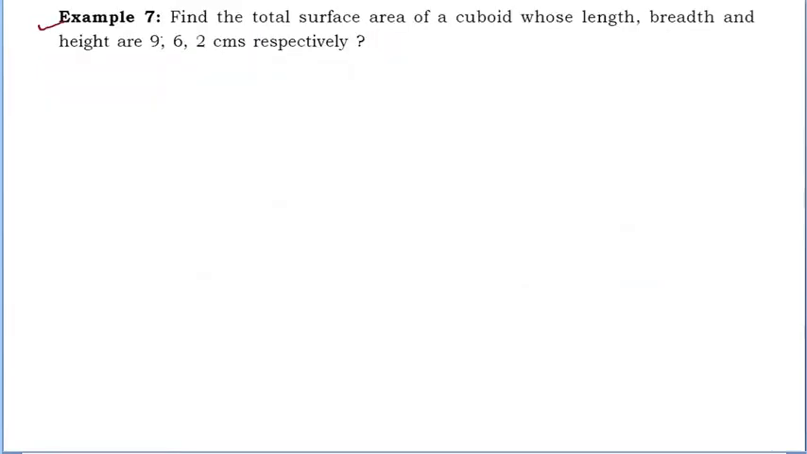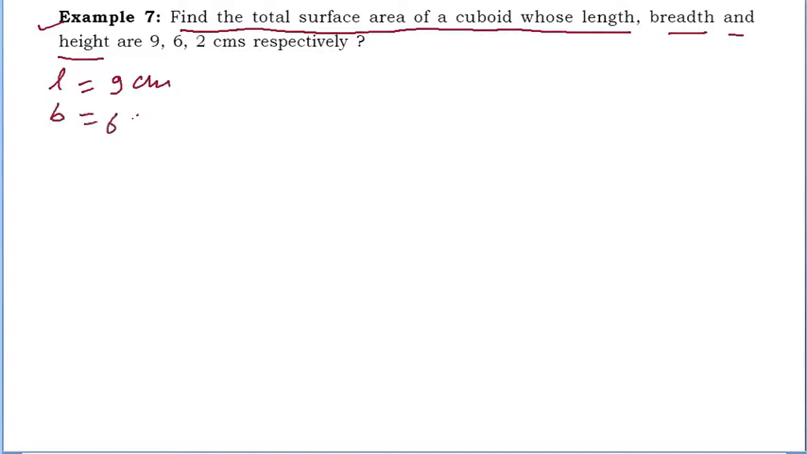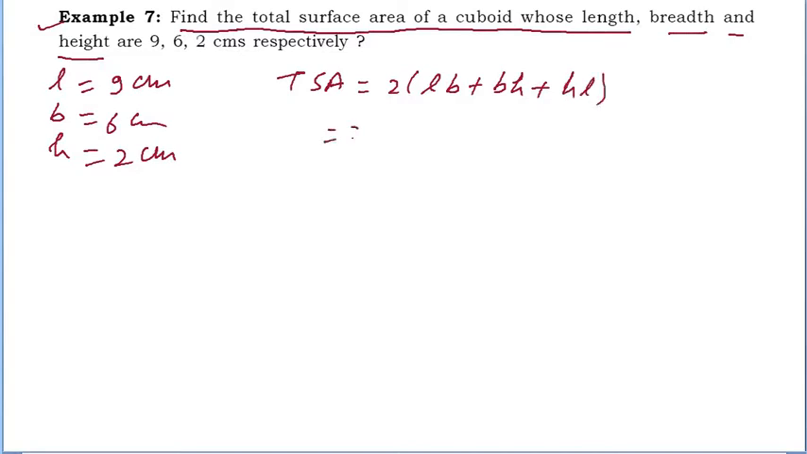Now come to example 7. Find out the total surface area of a cuboid whose length, breadth, and height are given. First of all, you can write the length is 9 centimeter, breadth is 6 centimeter, and height is 2 centimeter. Now total surface area TSA, the formula is 2(LB + BH + HL). Now put the values: 2 times 9 into 6, plus 6 into 2, plus 2 into 9. Now put all these values. So now calculate this one.